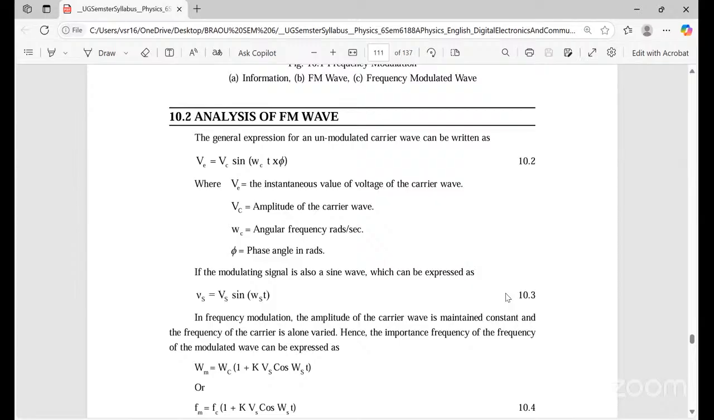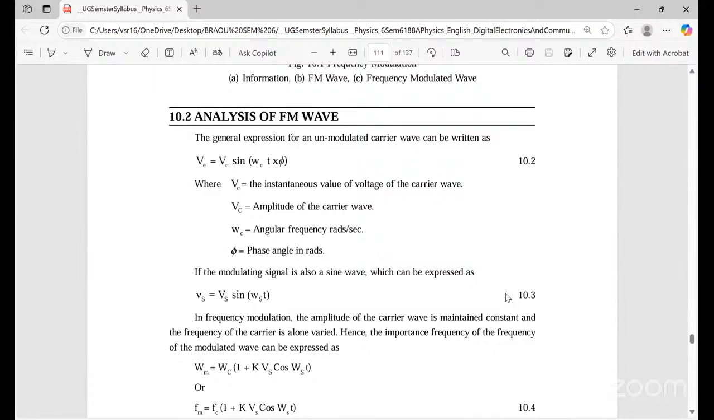Here also, the mathematical analysis for the frequency modulated wave. Same thing: V of E is the instantaneous value of the voltage of the carrier wave, and V of C is the amplitude of the carrier wave. Here is the carrier wave, the amplitude of the frequency modulated wave. Omega C is the angular frequency, and phi is the phase angle.